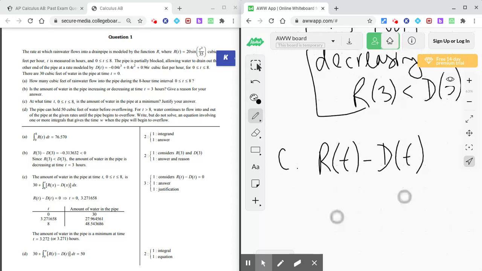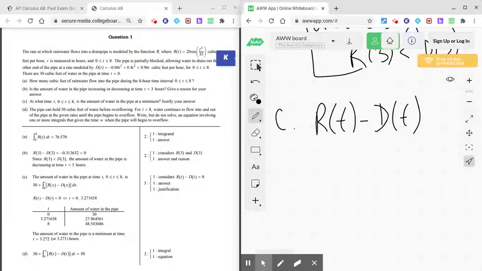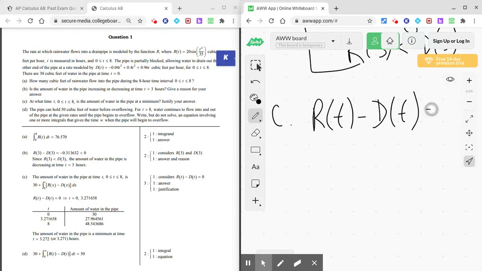So if you take the derivative of that, R of t minus D of t, you can consider when this equals 0. By taking the derivative, setting equal to 0, finding your critical points, and testing, you can figure out what the minimum is here. Now, let's think about this more specifically. What times might this occur?